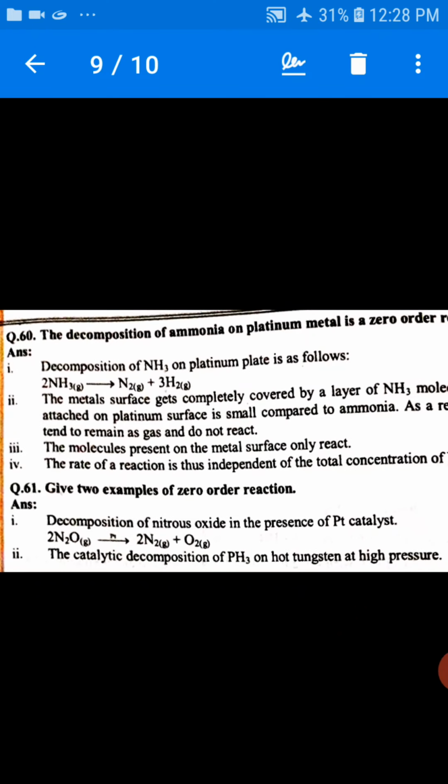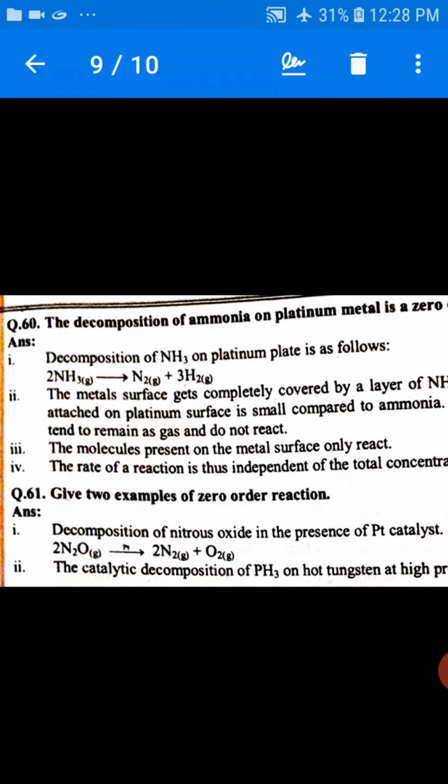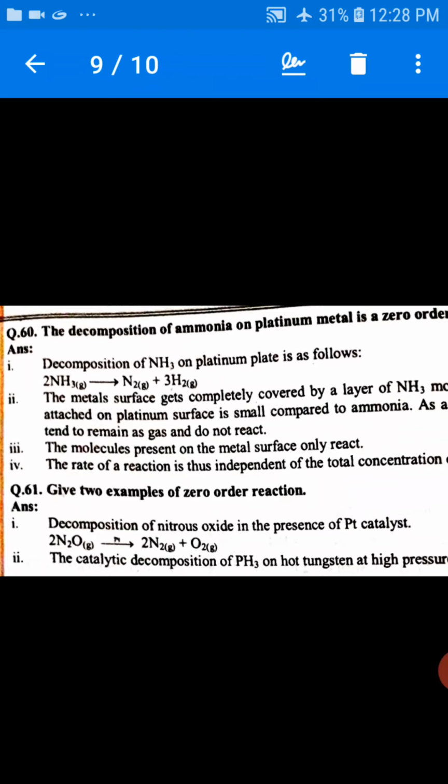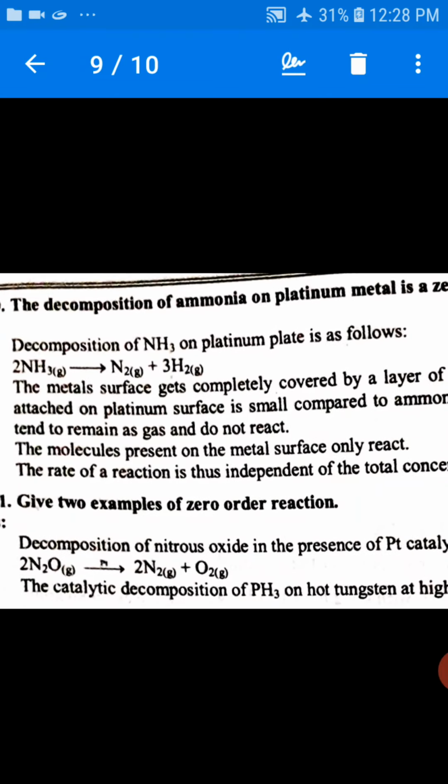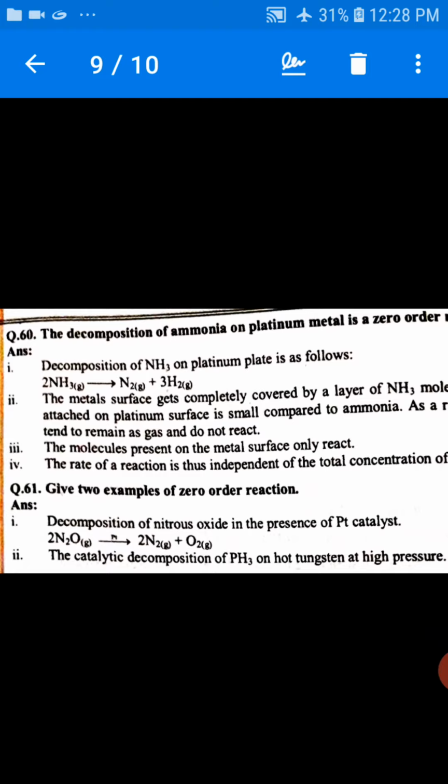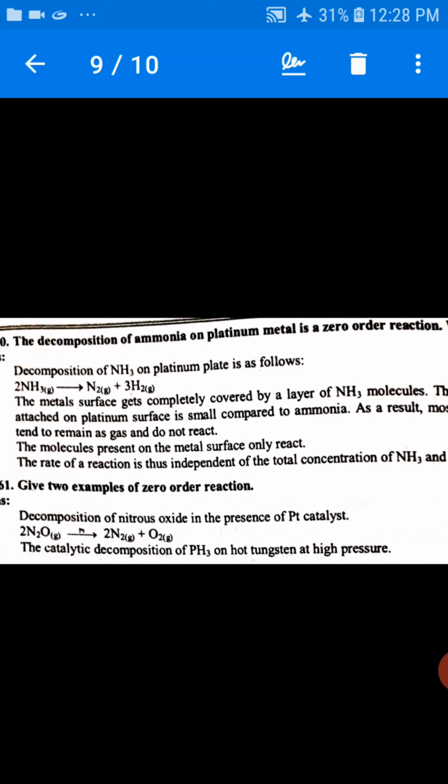Give two examples of zero order reaction. Decomposition of nitrous oxide in presence of platinum catalyst, twice N2O gas gives twice N2 gas plus O2 gas. Write Pt on the arrow. The catalytic decomposition of PH3 on hot tungsten at high pressure. So these are the examples of zero order reaction.